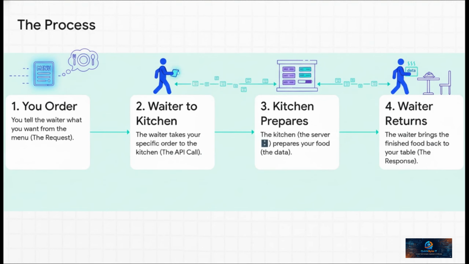And that waiter has a very specific job. First, you make a request. You order something off the menu. You can't just ask for a thing of a jig. You have to order the cheeseburger, no onions. That structured request is then taken by the waiter to the kitchen, our server. The kitchen gets the order, prepares exactly what you asked for, and then finally, the waiter brings that finished plate of food, your data, right back to your table. That waiter is the messenger, the translator, and the rule enforcer, all rolled into one.